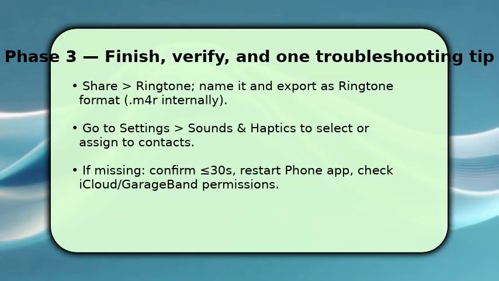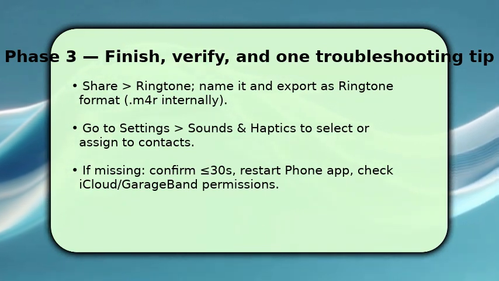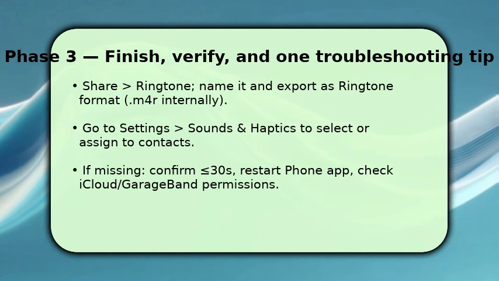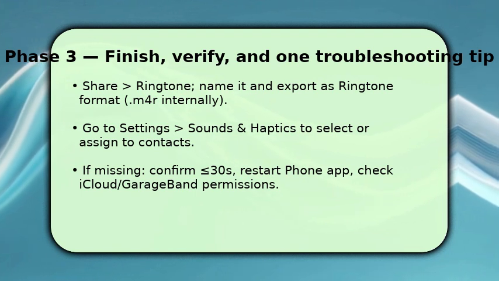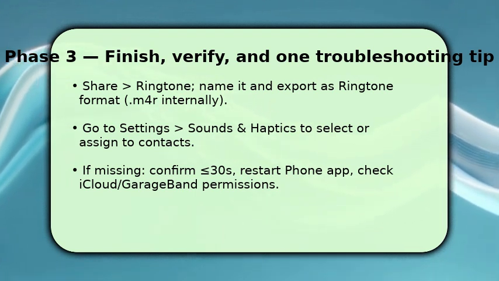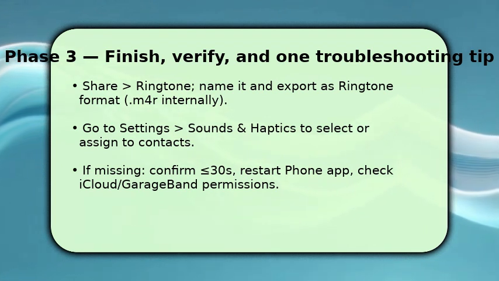To finish, tap Share and choose Ringtone. Give it a clear name and export. GarageBand converts it into the correct format automatically. Once exported, you can set it immediately as your default ringtone or assign it to a contact via Settings, Sounds, and Haptics. If the ringtone doesn't appear, make sure the exported clip is 30 seconds or shorter.